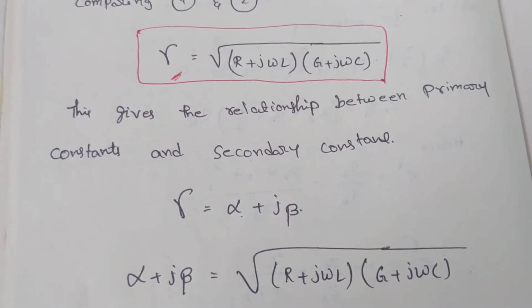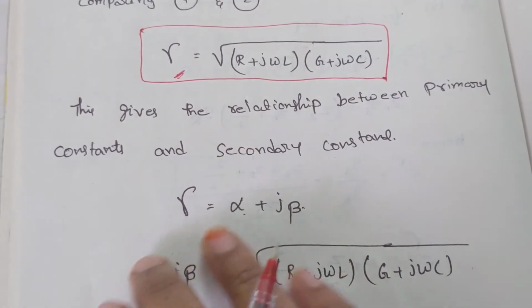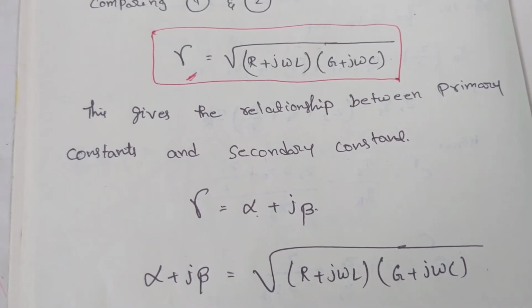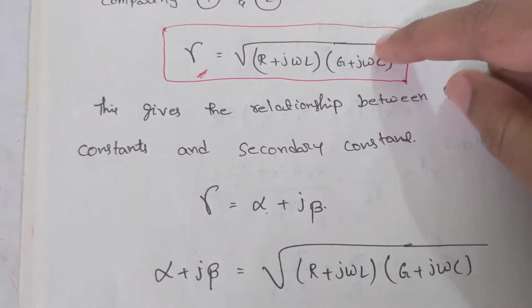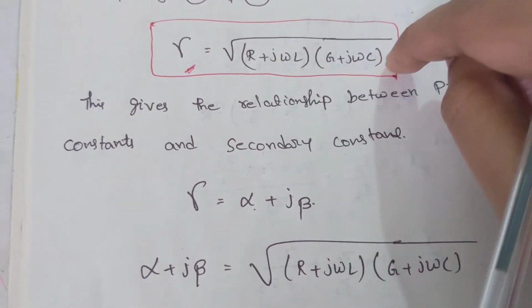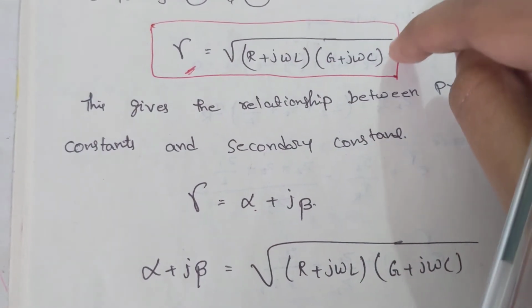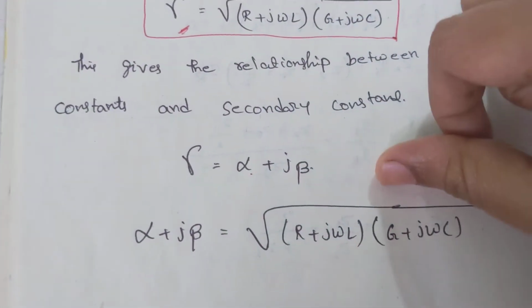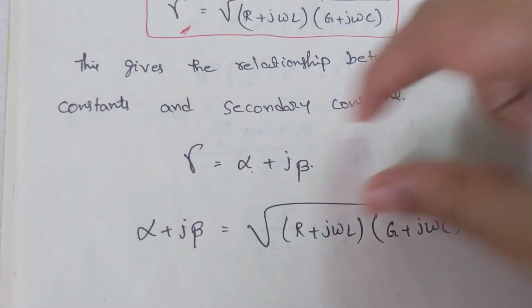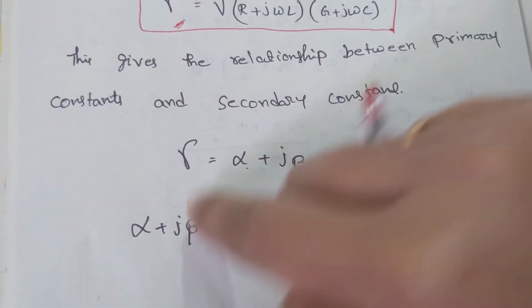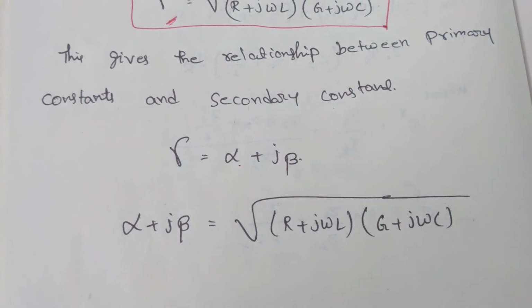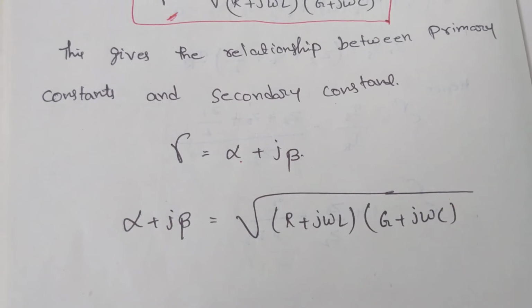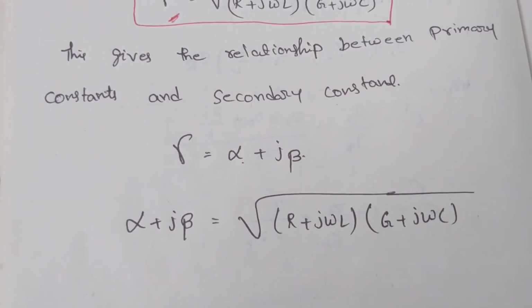So the relationship between your propagation constant and your alpha and beta will be given as gamma equals alpha plus j beta. I know the value of gamma, which is equal to root over R plus j omega L into G plus j omega C. So now we are supposed to find out what will be your alpha and beta. For this I can go for either polar as well as rectangular models.